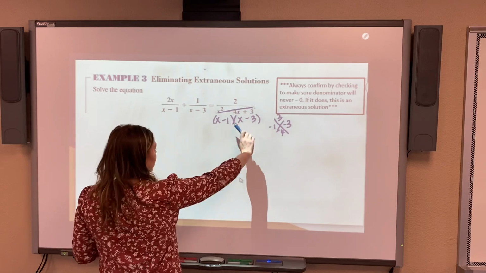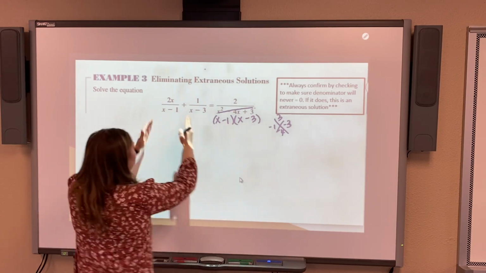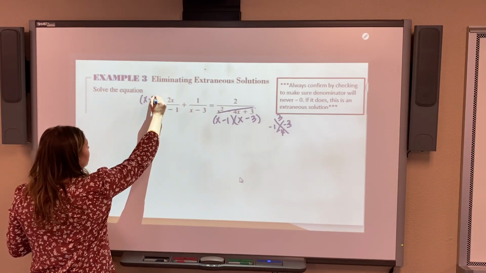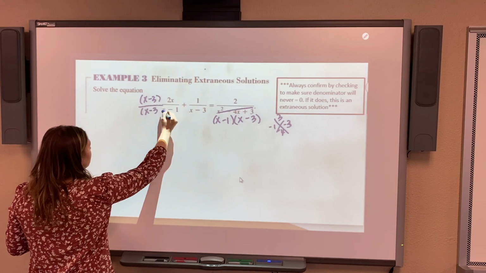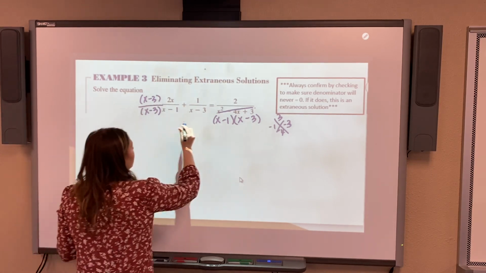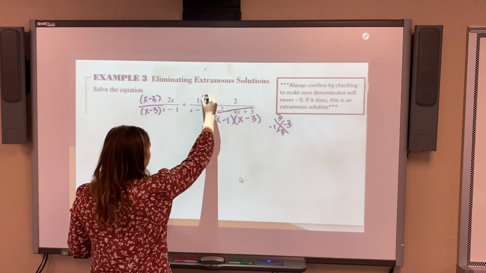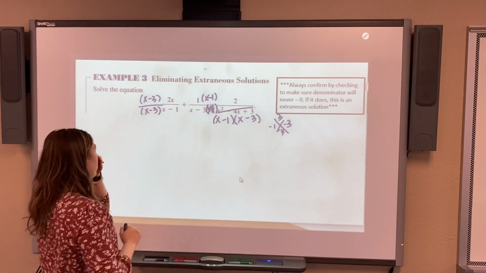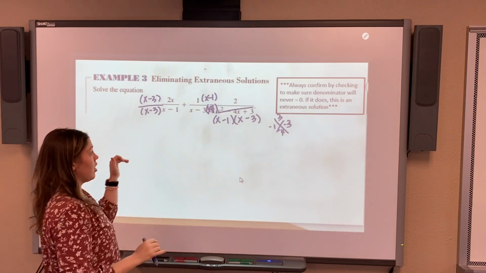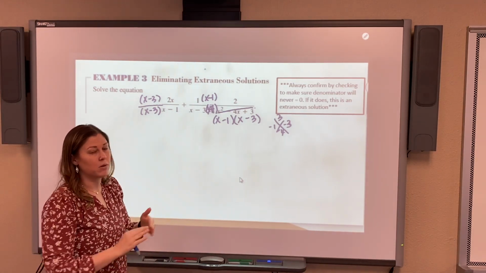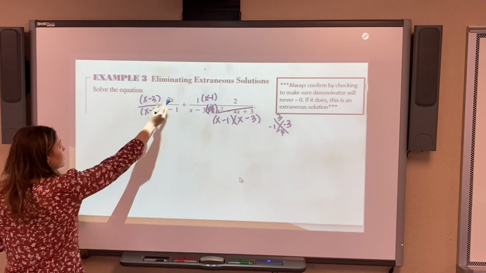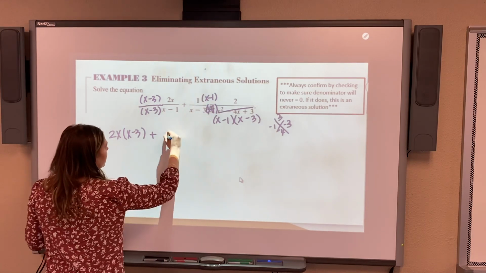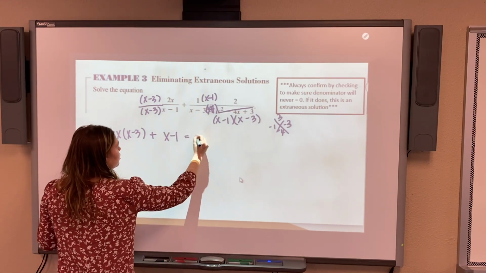So this one has everything, the x minus 1 and the x minus 3. If we look at this first term, we have an x minus 1, but we don't have an x minus 3. So we need to multiply through the top by that x minus 3. And then here we have an x minus 3, but we don't have an x minus 1. So we multiply the top by an x minus 1, same with the bottom. Now all of the denominators are x minus 1 times x minus 3, so we don't have to worry about that. All I'm going to bring down is the numerators. So we have 2x times x minus 3 plus 1 times x minus 1, which is just x minus 1, and that is equal to 2.